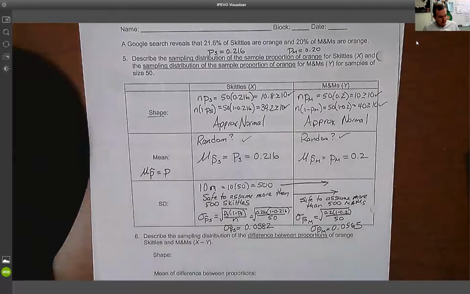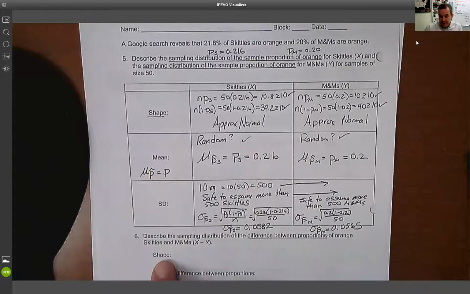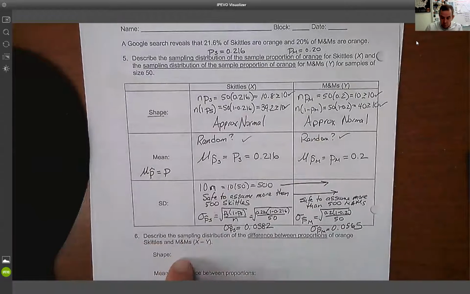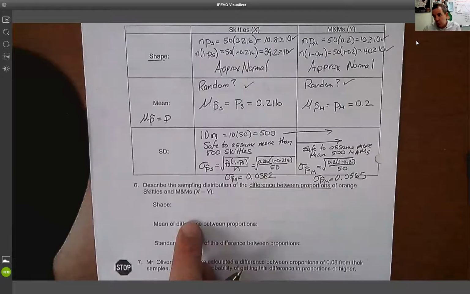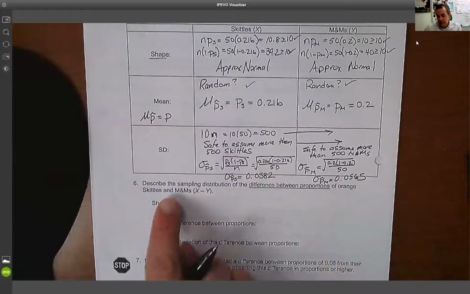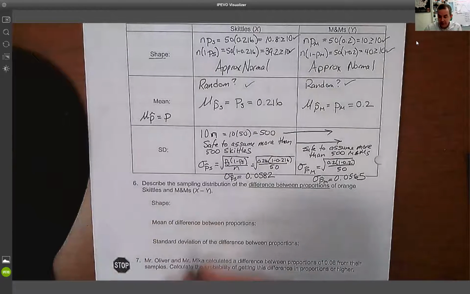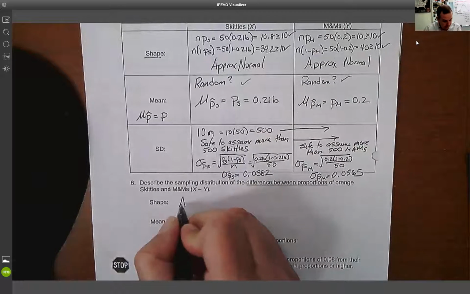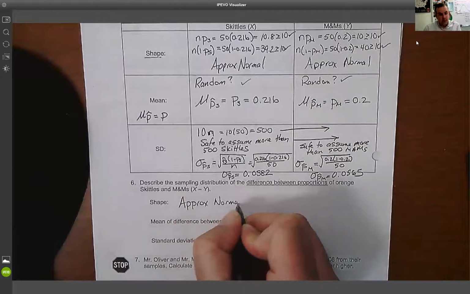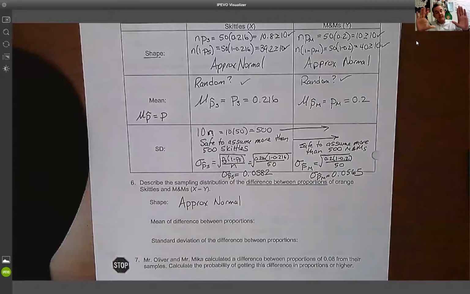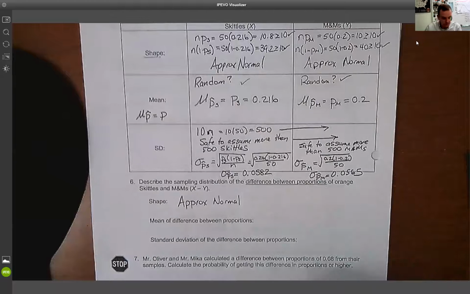So now I have two distributions. Now this is a little bit of a review. I want to combine two distributions. In this case, if the shape of one is approximately normal, and the shape of the other one is approximately normal, the shape of their difference doesn't change. What this says is the shape of that difference is also going to be approximately normal. That's typically going to be the case. If I have one approximately normal distribution and a second one, when I combine them, the shape of the difference is still going to be approximately normal.